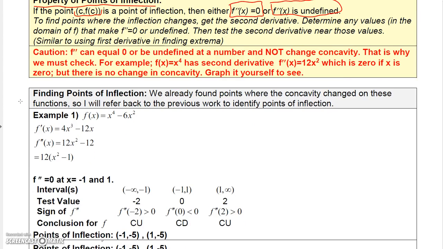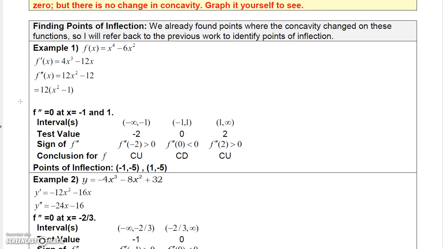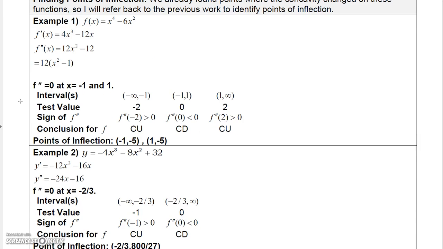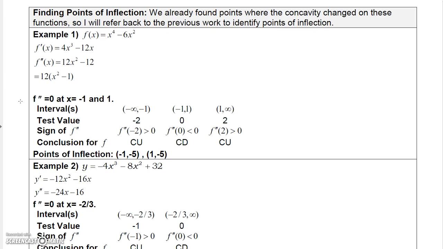So basically, I'm going to go back to some of these functions that we just did. We already did the legwork on some of these. Okay, so let's take a look at this example. Let's see if we can find points of inflection. Okay, so we're going to get the second derivative. All right, we did this earlier, but earlier we did this table so that we could check for concavity. Now we're going to actually identify points of inflection.